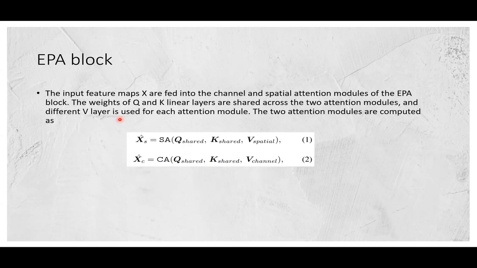First, I want to talk about the EPA block. The input feature maps X are fed into the channel and spatial attention modules of the EPA block, and the weights of Q and key linear layers are shared across the two attention modules, and a different value layer is used for each attention module, as you can see in the equations.